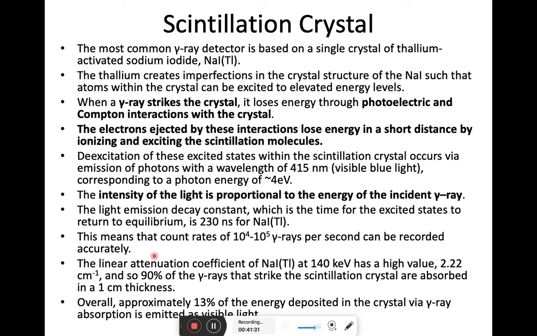This means that count rates of 10 to the power of 4 to 10 to the power of 5 gamma rays per second can be recorded accurately. So it's very short actually. Because the decay constant is very short, they can capture more gamma rays. Yeah, this one you can read.